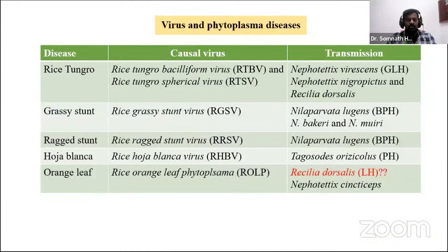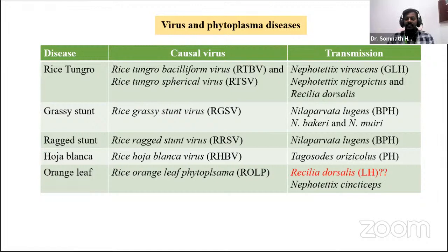In addition to these, rice is infected by different viruses and phytoplasma also. You might have learned about these viruses and phytoplasma from different speakers, so I will not go into detail, but I'm enlisting them. Rice tungro disease is caused by rice tungro bacilliform virus and rice tungro spherical virus. These two viruses are responsible for rice tungro disease, which is transmitted by the green leafhopper, the species Nephotettix virescens. Nephotettix nigropictus and Recilia dorsalis are also species of the green leafhopper.